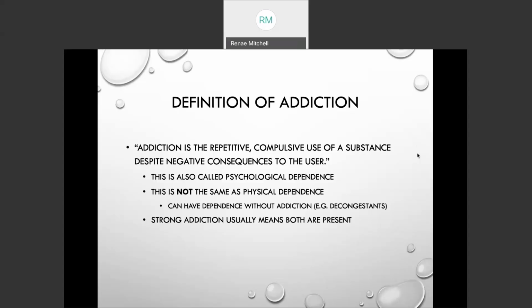The strongest addictions, though, tend to have both. So having a drug or a substance that causes a physical dependence within the body, as well as a compulsion to use the drug despite negative consequences, having both of those factors present really creates a very powerful addiction.